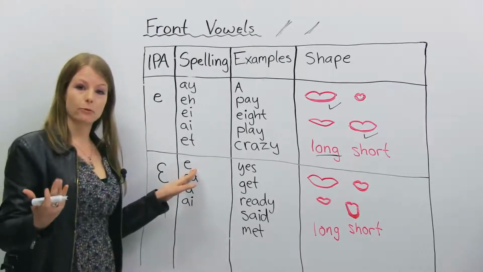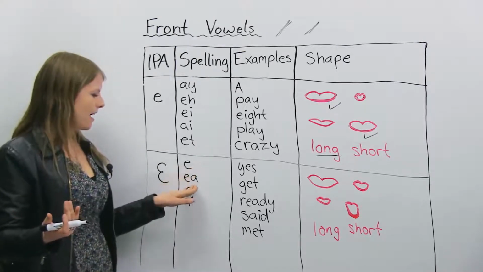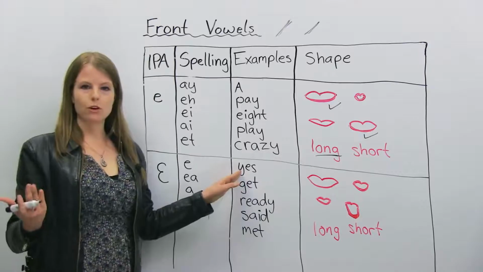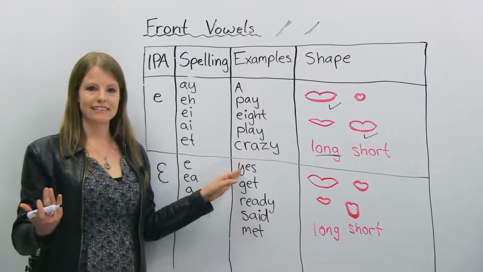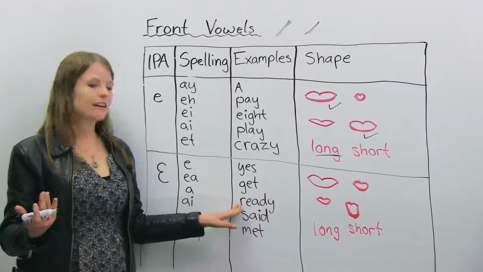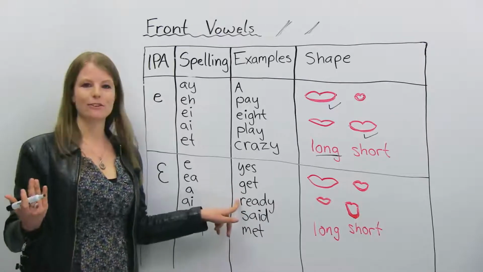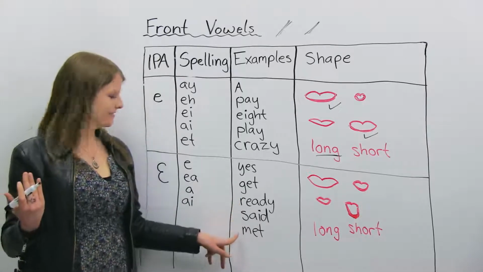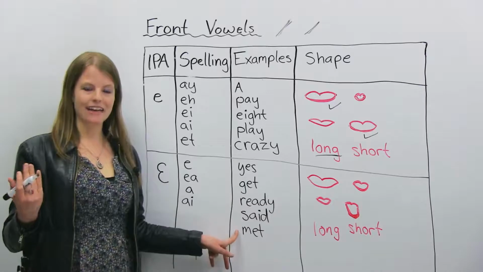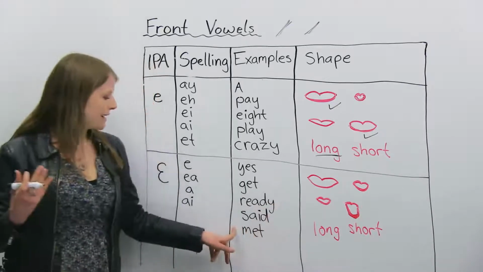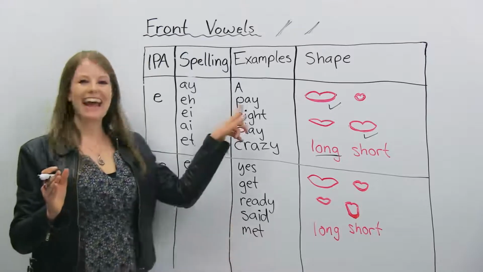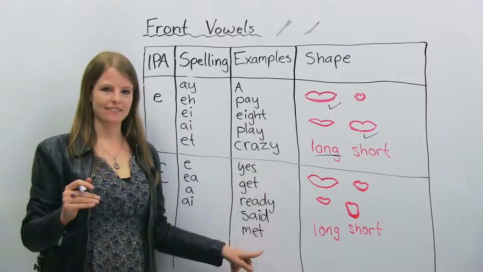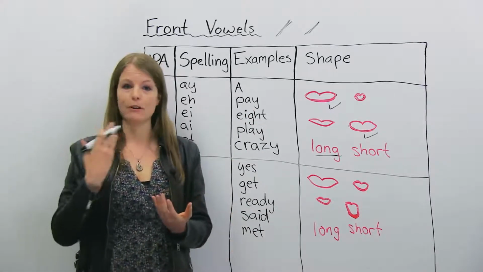So we have multiple spellings with this one. What are some words that have this sound in it? Get. Ready. I know a lot of students want to say ready with the wrong vowel, but no, we say ready. Red. Said. Met. Okay? Just because it's really good to compare, you can feel the difference in what your mouth is doing for these sounds.